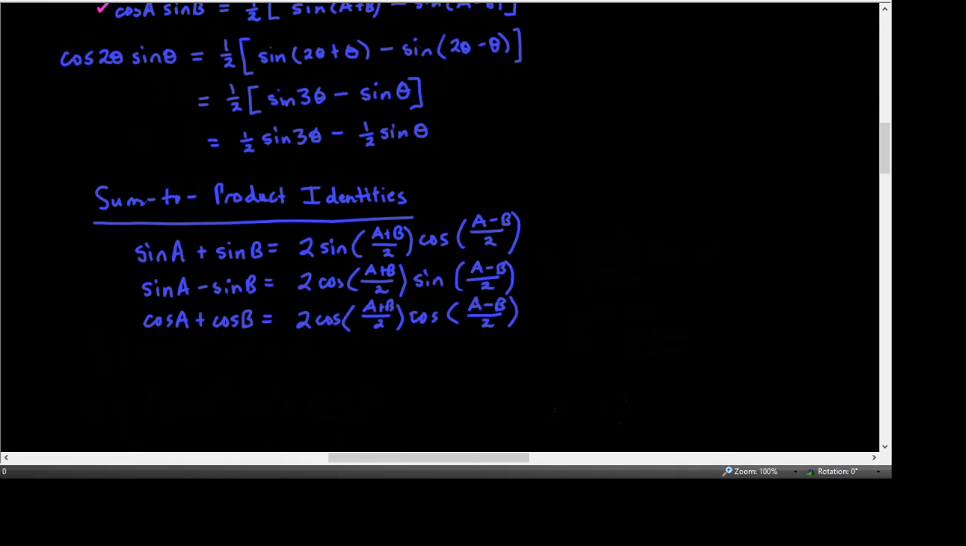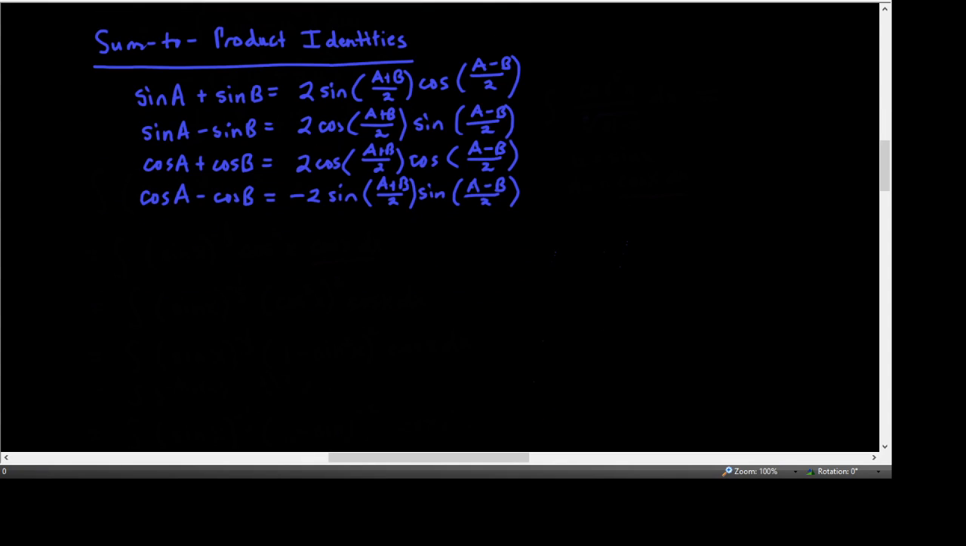That's cosine there. Okay, and then finally, cosine A minus cosine B will equal negative 2 sine of A plus B over 2 times sine of A minus B over 2. Okay, so those are the sum to product identities. So let's see if we can put those to use.